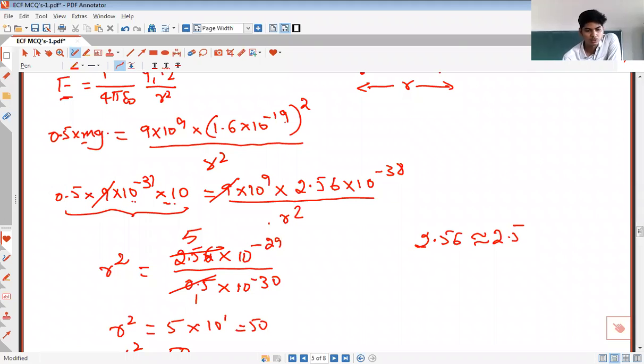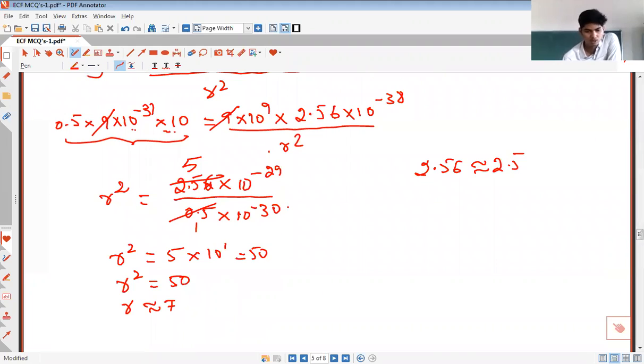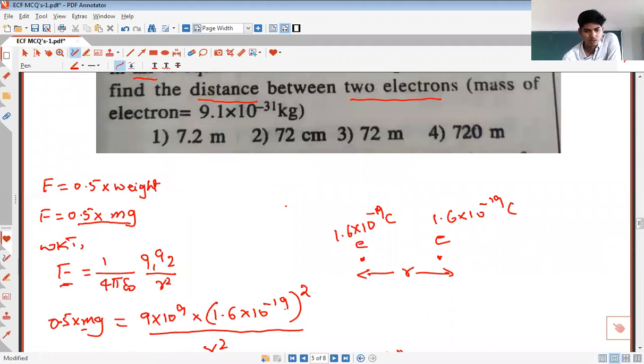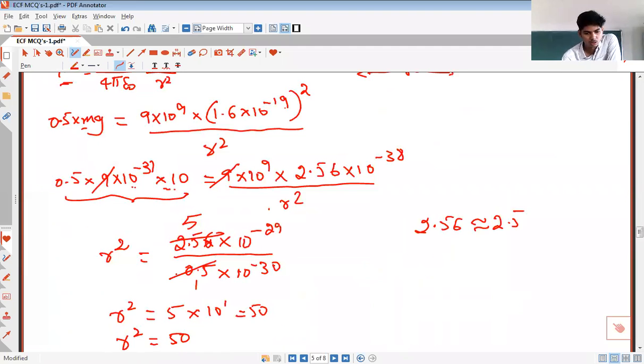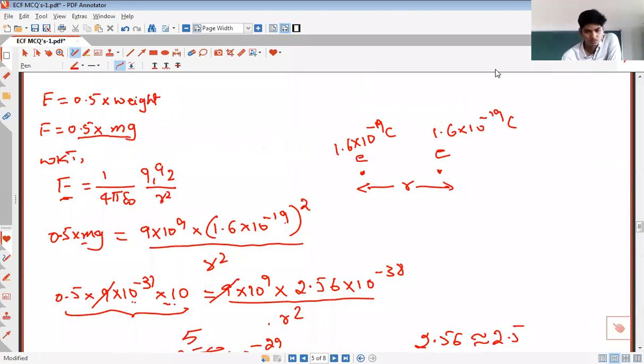So almost 7 meters. 7.2 meters will be the possible answer, the nearest answer. Is this clear?